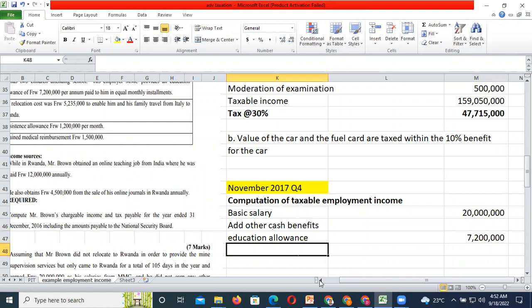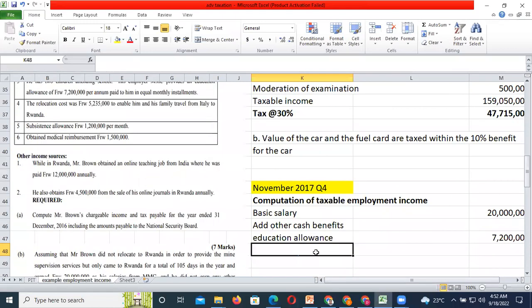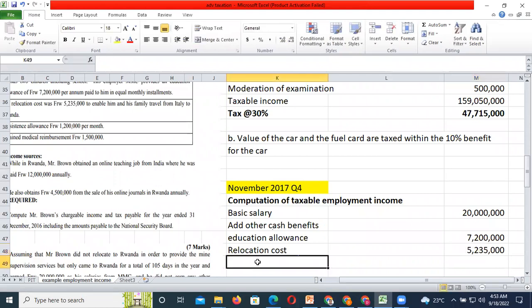Then I have number 4. We have a relocation cost from Italy to Rwanda, which is 5,235. I think you remember what we discussed. We said anything you receive as a result of present, current, or future employment, it is taxed. So relocation is a benefit because of the future employment. So it is added.